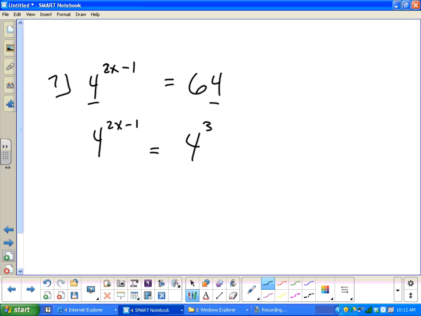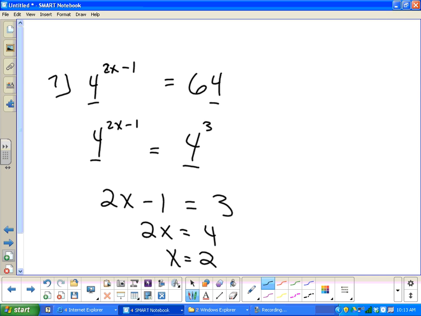So there again, if my bases are the same, then the exponents are the same. So set the exponents equal: 2x minus 1 equals 3. Now it's nothing there. So we get 2x is 4, so x will be 2. No big deal.